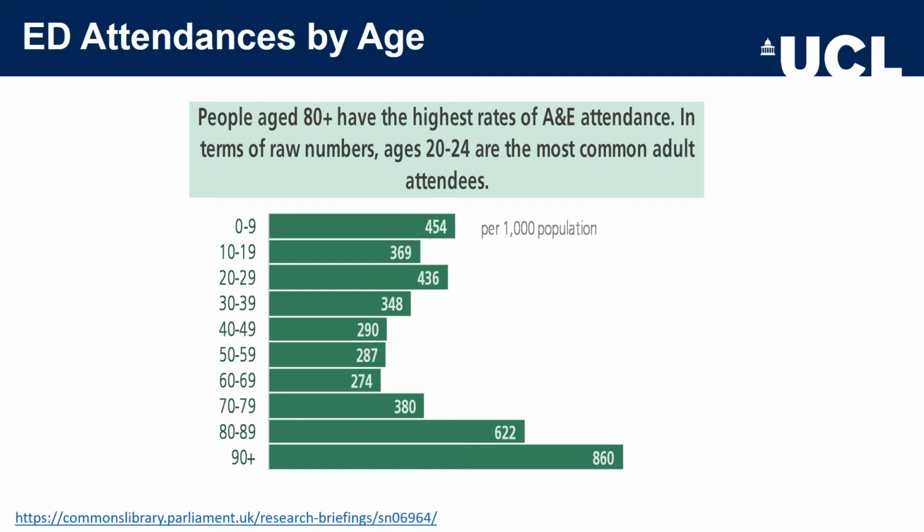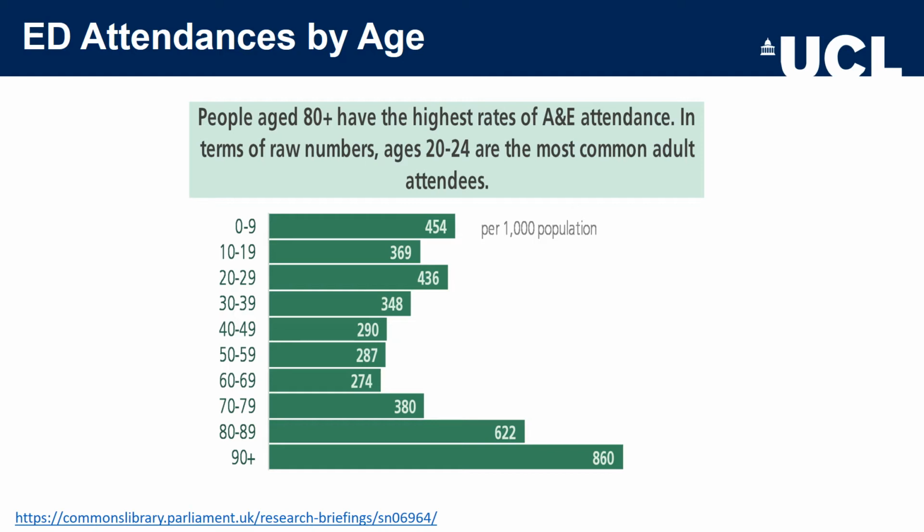Now, when we look specifically at age, you'll see here that the headline figure is that people aged 18 and above have the highest rates of A&E attendance. But in terms of raw numbers, ages 20 to 24 are the most common adult attendees. But you'll see here that per 1,000 population, 90 nonagenarians have 860 A&E attendances per 1,000. So that's a very significant influx of patients that we have, and so these patients are often rarely able to be discharged straight away from the emergency department. They'll need specialist input such as from the geriatricians or the acute frailty team, and very rarely can these patients be turned around within 4 hours.